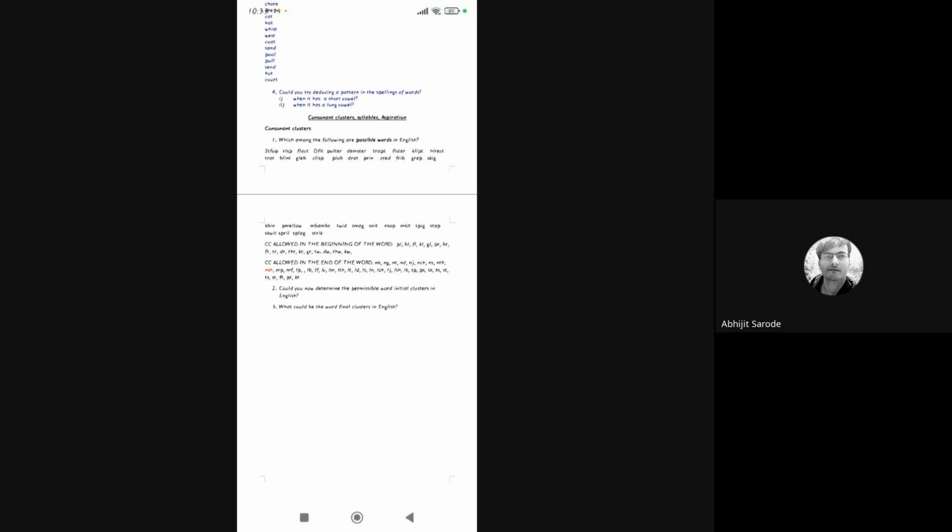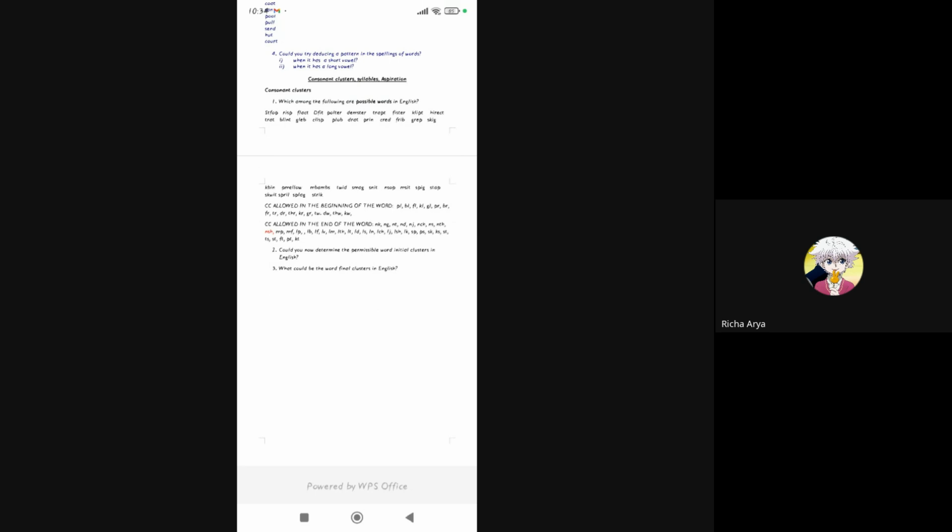Which among the following are possible words in English. So we actually deduce the possible words in English based on what we know is an allowed cluster in English, right? So you know enough English to understand which among the given words could be a word and which is a non-word, which is not a possible word in English. Once you've done that, you can look at the CC, which means consonant cluster of two consonant sounds, right? So 2CC, two consonants in cluster allowed in the beginning of the word, and then consonant cluster of two consonants allowed in the end of the word. So the clusters that are allowed are just marked. You can take a look at them, right? That's all. We're not going to discuss anything further than that.